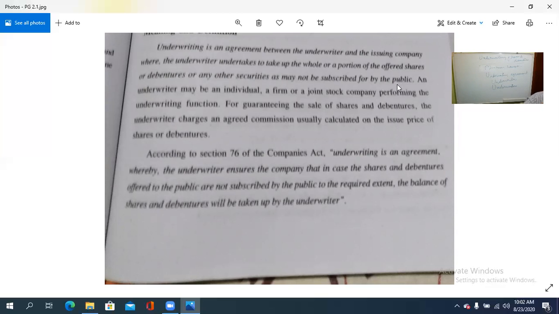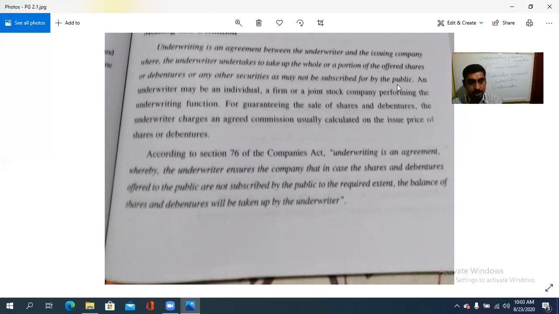Underwriting is an agreement between the underwriter and the issuing company, where the underwriter undertakes to take up the whole or portion of the offered shares, that is, or debentures, or any other securities that as may not be subscribed for by the public. If there is any situation where public subscription cannot take place, they may take an initiative to do this. Who? The underwriter, and they are getting for what? For the benefit is the commission, underwriting commission.